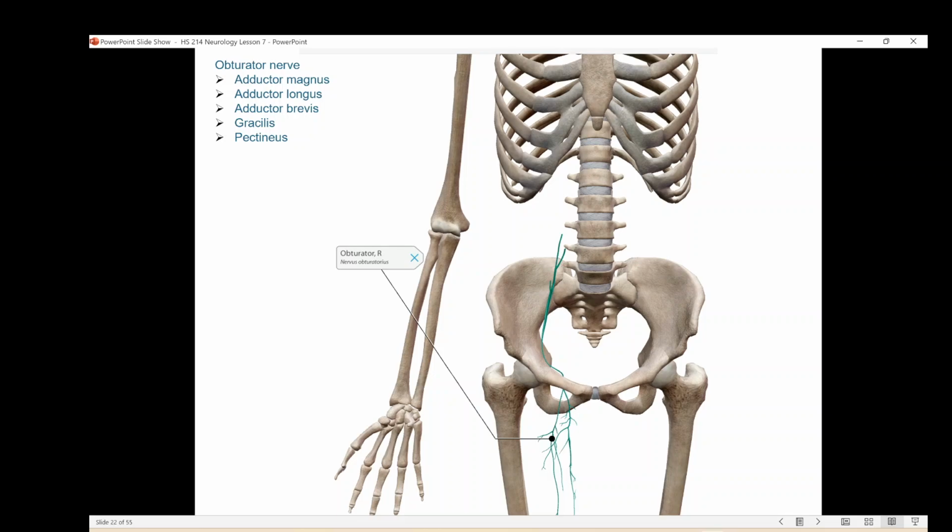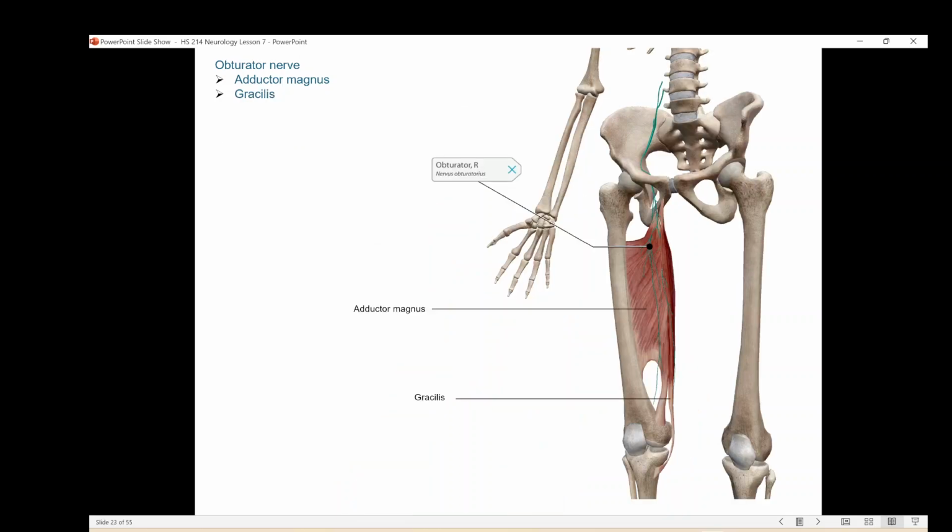Okay, and that brings us to the last nerve of this lesson. That's the obturator nerve, right? This nerve you can see actually goes through the obturator foramen, hence the name. So you can see it also comes from L2, L3, L4 through the pelvis. And then you can see now, look at this. It's not going over to the femur. It's kind of heading to the inside of the thigh where it's going to hit our five adductor muscles: adductor magnus, adductor longus, the brevis, gracilis, and the pectineus.